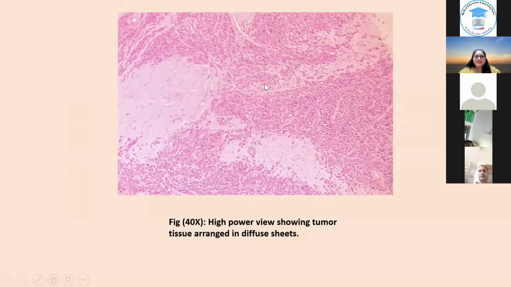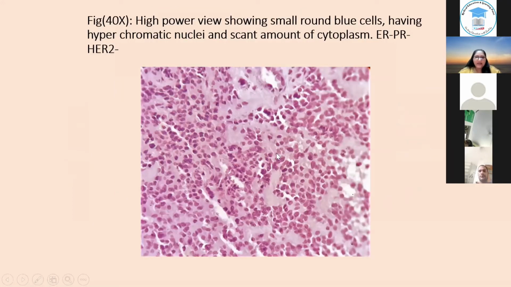And you can see these cells which are present in diffuse sheets. On high power, you can see these cells which are having hyperchromatic nuclei, and they have scant cytoplasm. You can see there are no prominent nucleoli as compared to the cells you just saw in IDC. And in some places there is some attempt at rosette or pseudo rosette formation, you can see here.